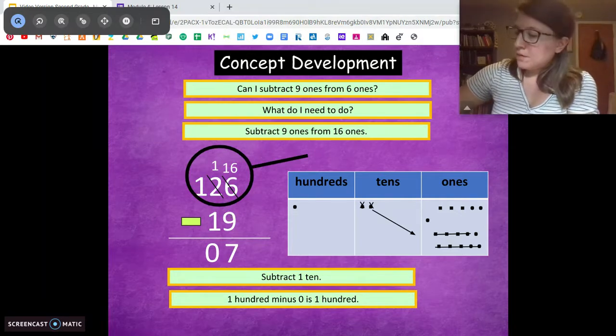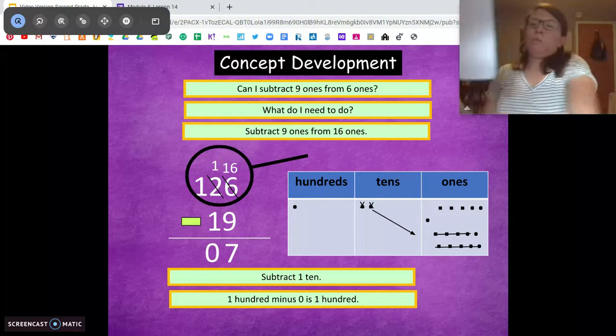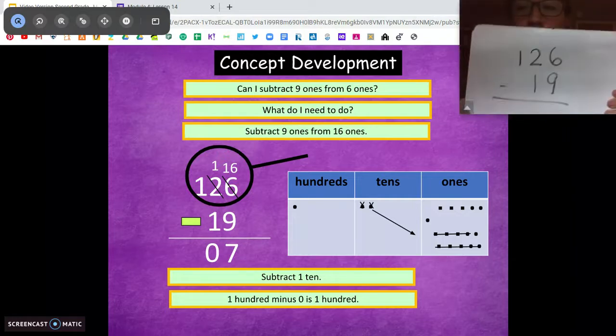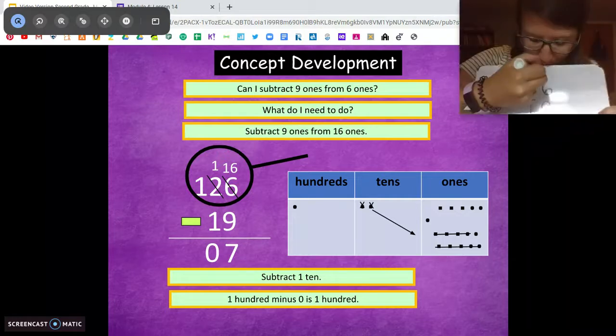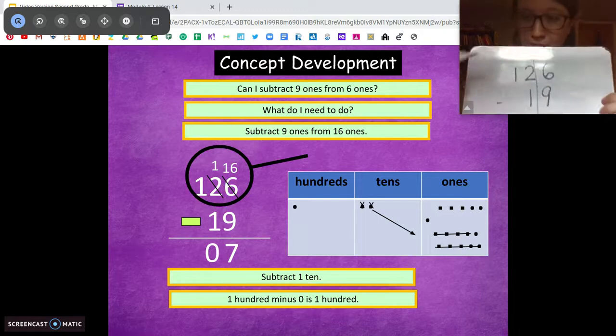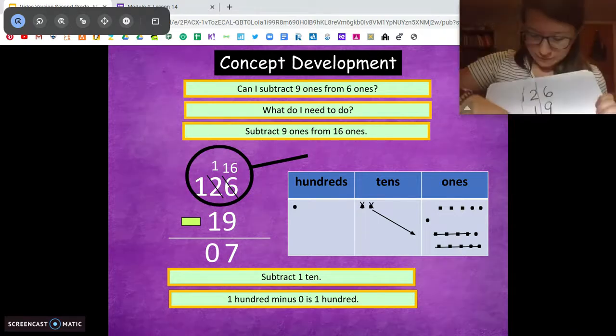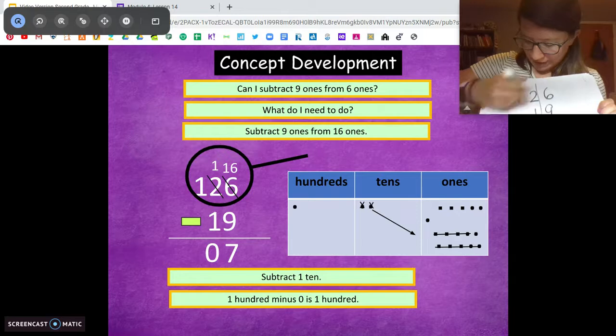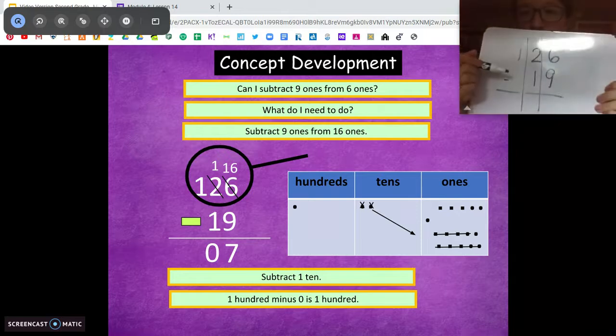Now, if you look at this, I'm going to write it on my board for you. When you do the same thing as when we do it with 2 digits, you want to make sure everything's lined up. So this is your ones place, tens place. That was a bad line, I'm sorry. Tens place and hundreds place.